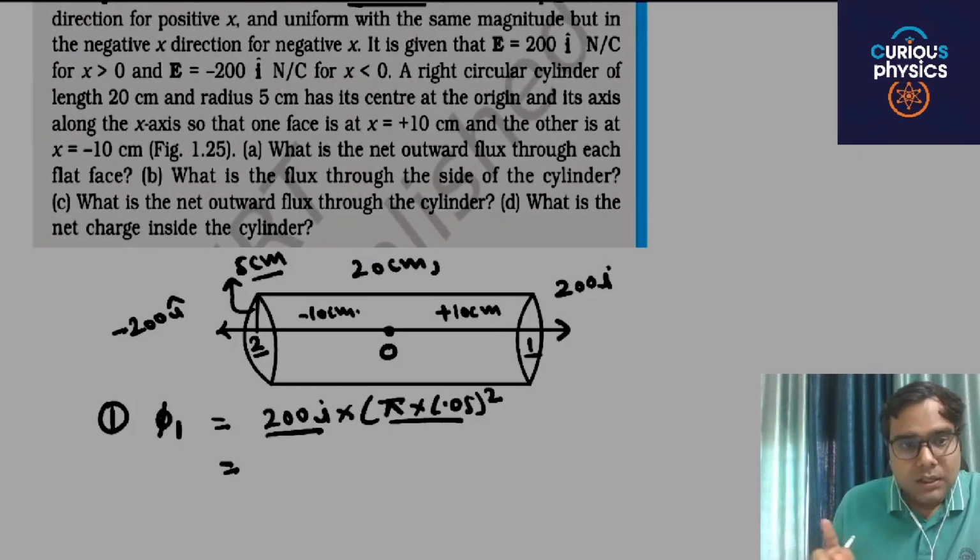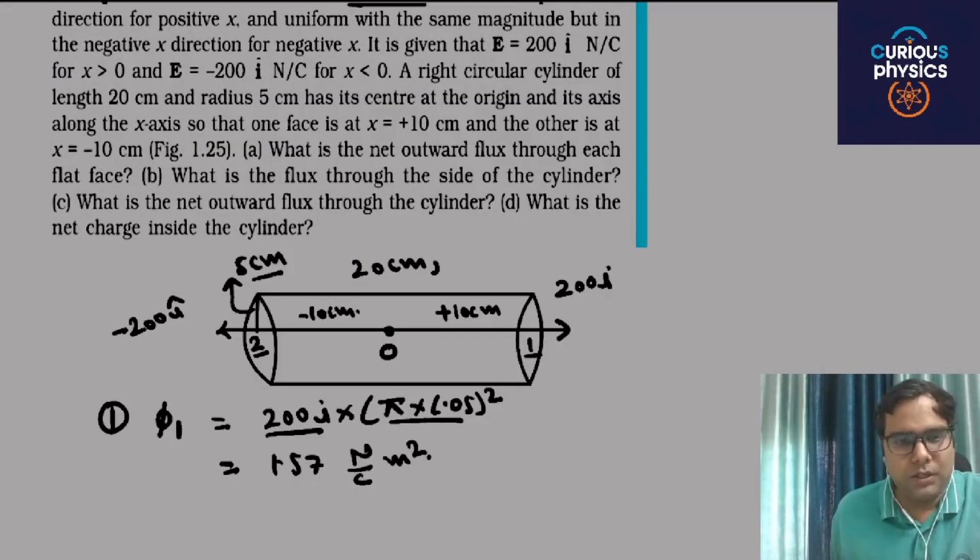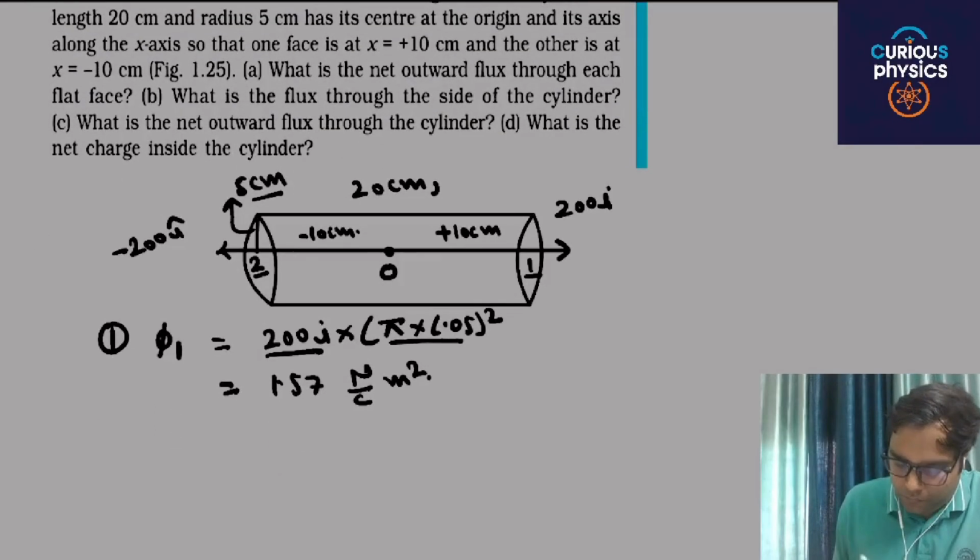So the value is phi. Phi is a scalar quantity, so that's why you can remove i. So simple, 200 into this. So this value will come out to be 1.57 Newton per Coulomb meter square. Okay.